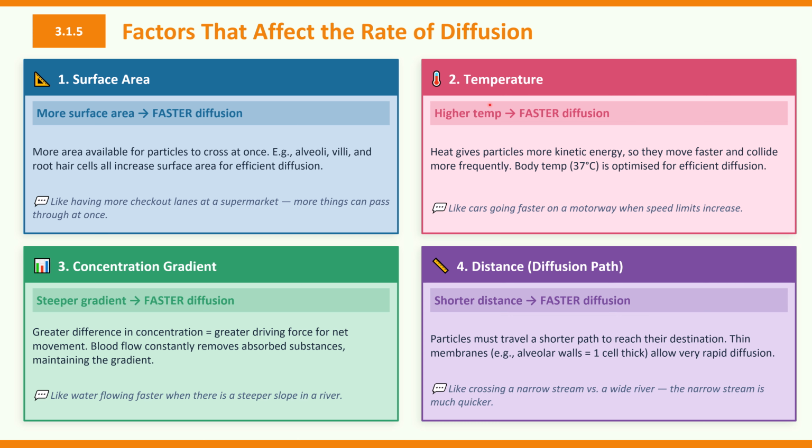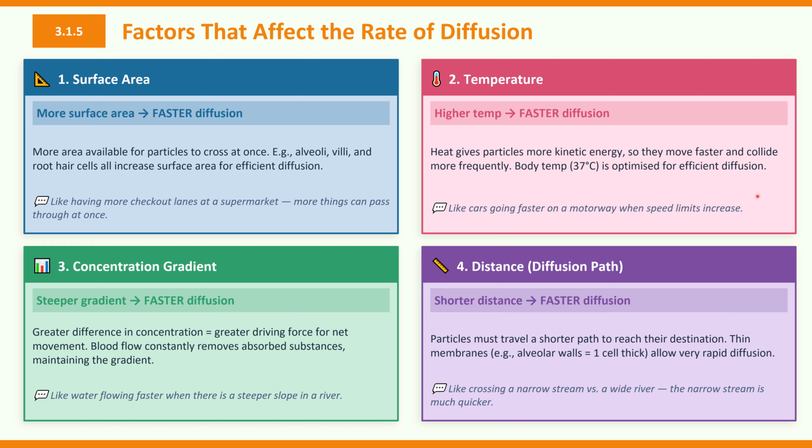Second factor is temperature. Higher temperature, faster diffusion. Heat gives particles more kinetic energy, so they move faster and collide more frequently. Body temperature, that is 37 degrees centigrade, is optimized for efficient diffusion, like cars going faster on a motorway when speed limits increase.